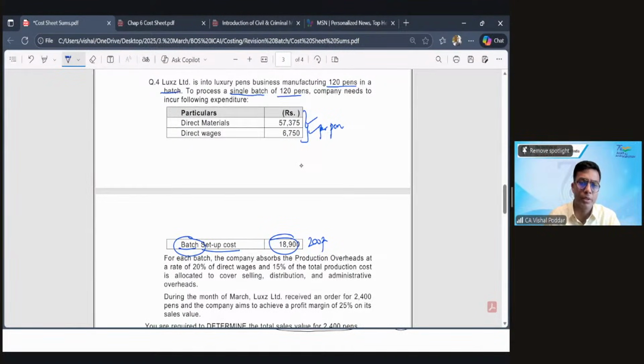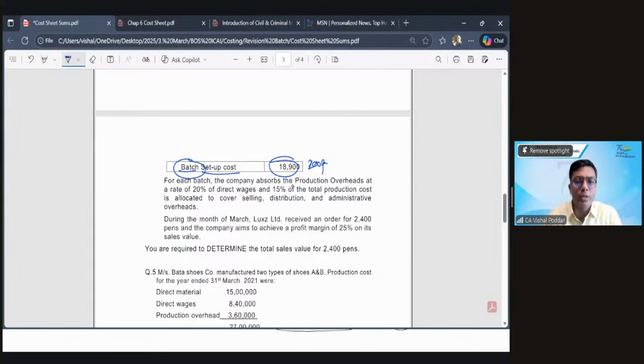So understand, students, in costing, you have cost at the product level, at the batch level, at the facility level, and at the enterprise level. So depending upon that, you have to understand and determine the variability. Now, for each batch, the company absorbs the production overheads at the rate of 120% of direct wages, and 15% of total production cost is allocated for covering the other costs. So production overheads 120%, and 15% is for your selling, distribution, administration costs.